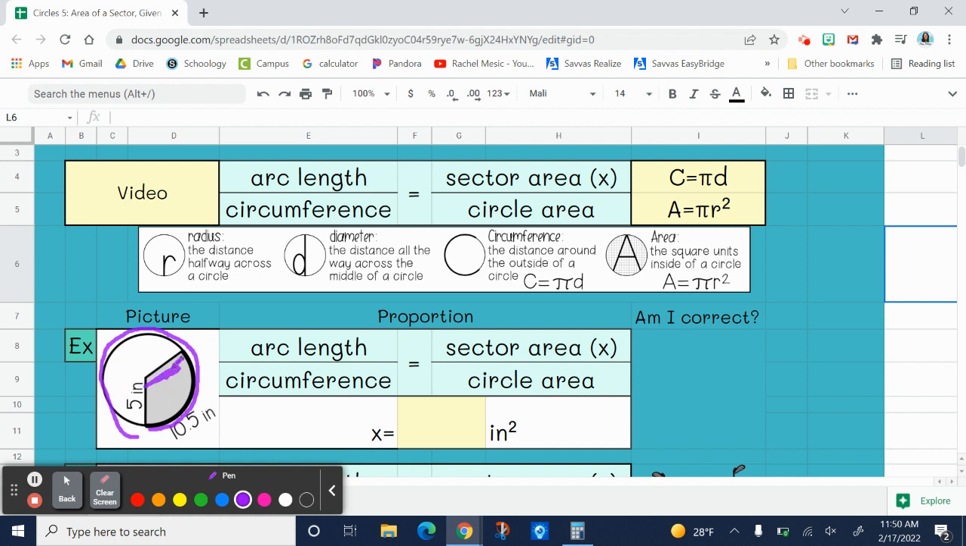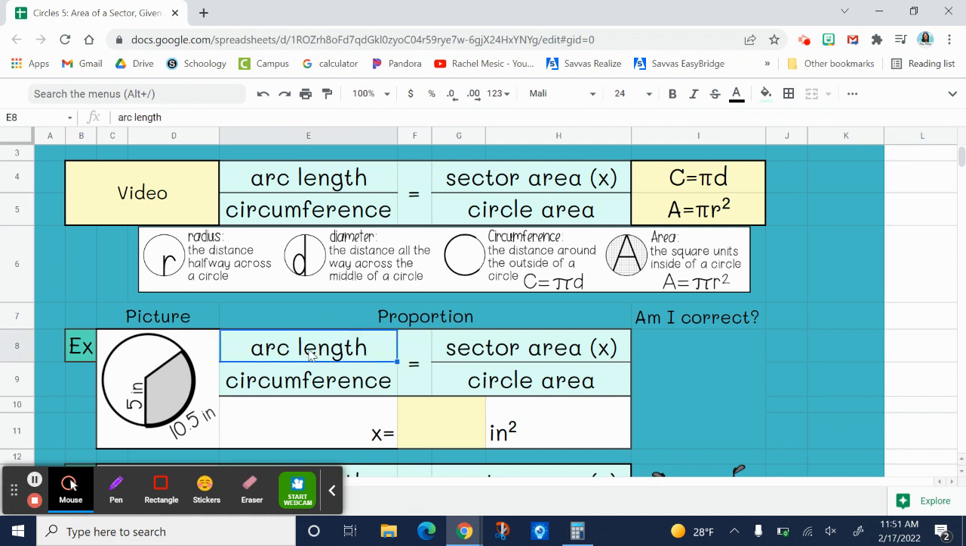And then the sector area here is part of the whole area of the circle. Also, it looks again to be kind of like 1/3. Okay, so we're going to plug numbers into this proportion here. So the arc length is this bold line right here, 10.5.